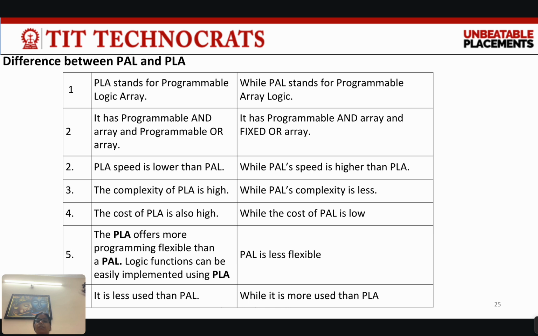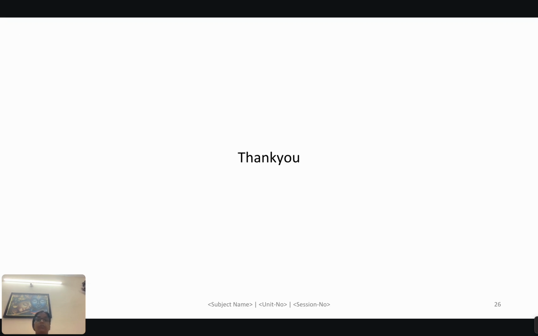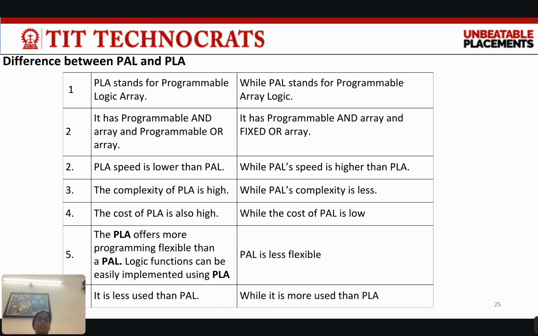PLA offers more programming flexibility than a PAL. Logic functions can be easily implemented using PLA. PAL is less flexible. It is less used than PLA, while it is more used than PLA. So this is all about the programmable logic devices. Thank you.